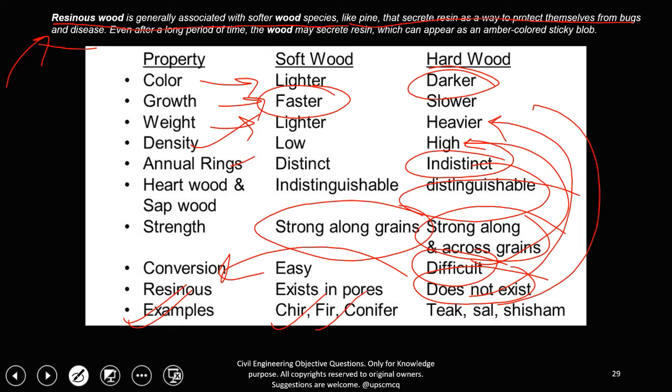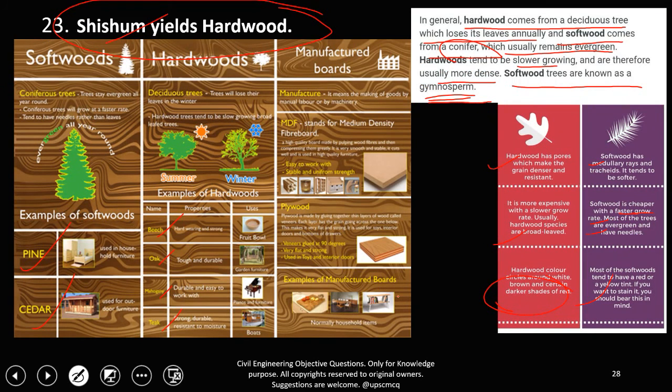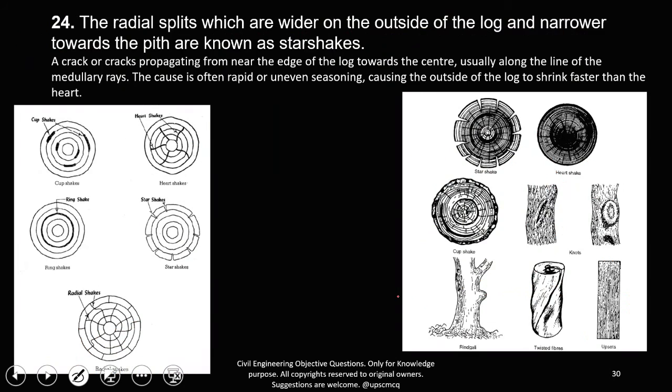Cher, fir, conifer, softwood. Teak, sal, shisham, mahogany, oak. These all are hardwood. Now, radial splits, which are wider on the outside of the log and narrower towards the pith, are known as star shakes. Wider towards the circumference or the outside of the log and narrower here. Therefore, these are star shakes.